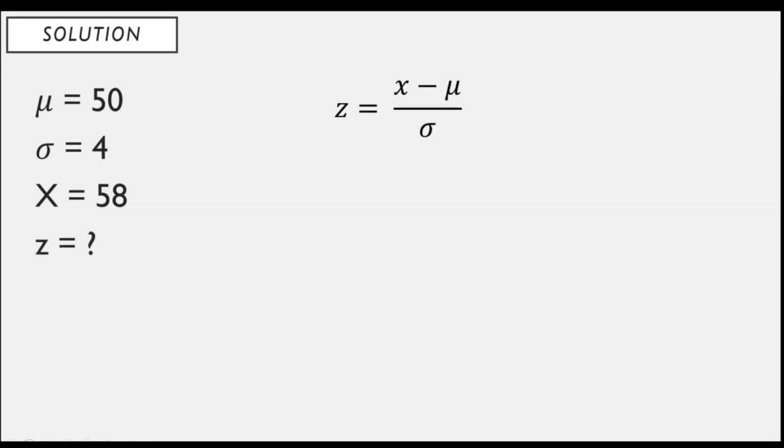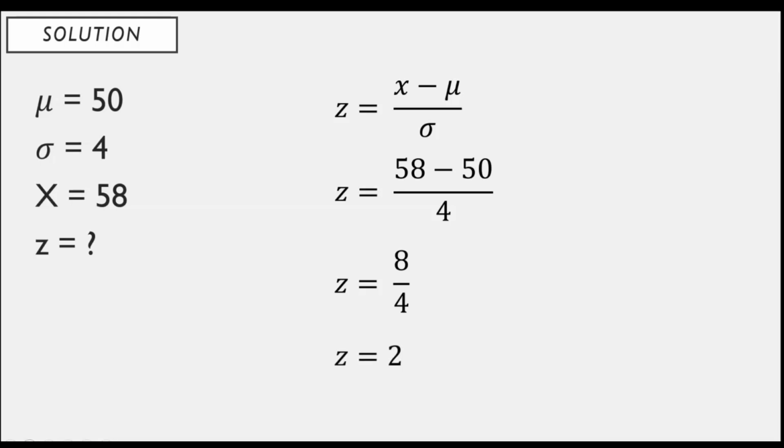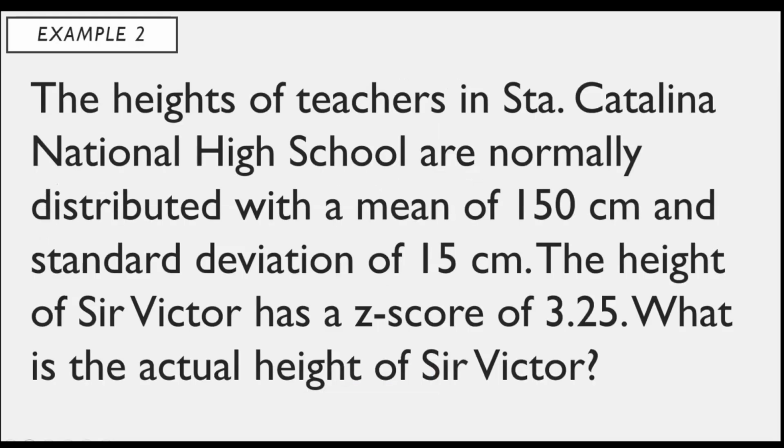We use the formula z is equal to x minus mean over standard deviation. Substitute the values, that would be z is equal to 58, that's our x, minus the mean 50 over 4, which is the standard deviation. We simplify, 58 minus 50 is equal to 8 over 4. Simplify further, 8 divided by 4 is equal to 2. Hence, the z value that corresponds to the raw score 58 is 2. Our z is equal to 2. Let's have the second example.